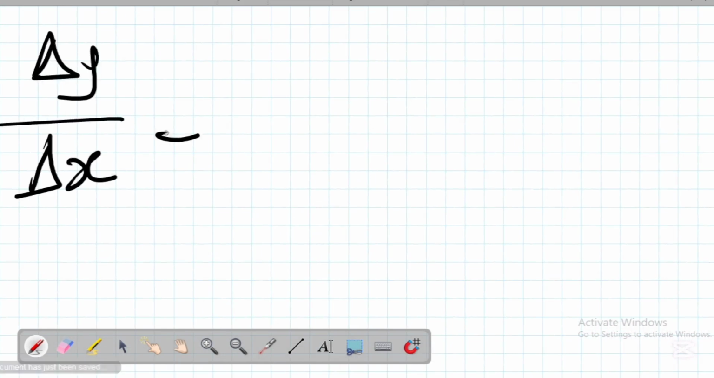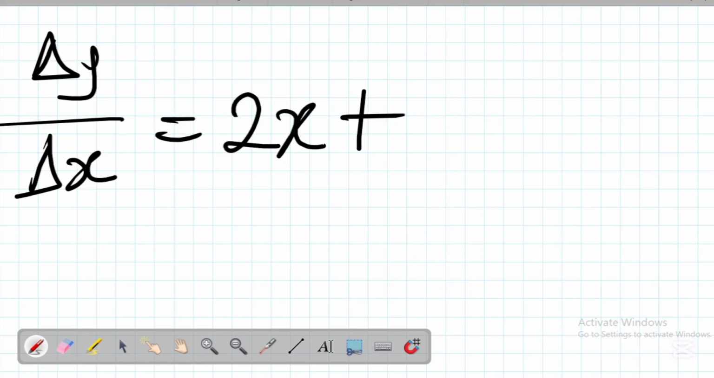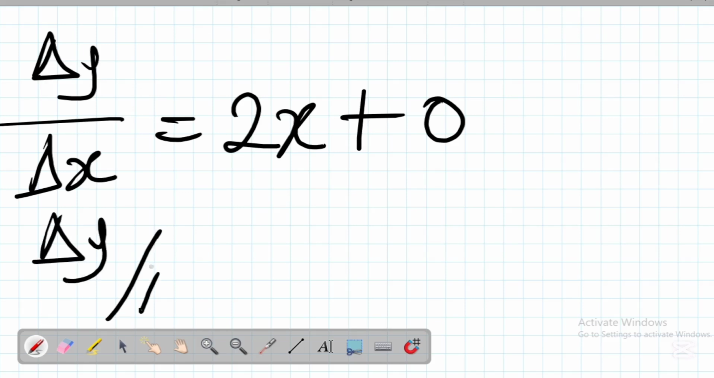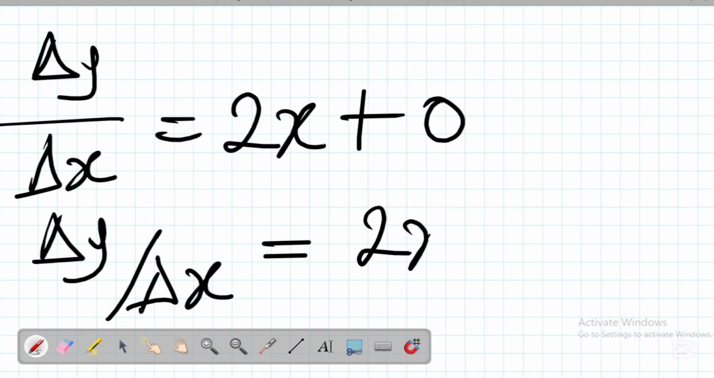So if we take the limit as change in x tends to 0, we would have change in y all over change in x equals 2x plus 0. Now what it means is that wherever you see change in x, substitute 0. So our answer becomes dy over dx equals 2x. So this is our final answer.